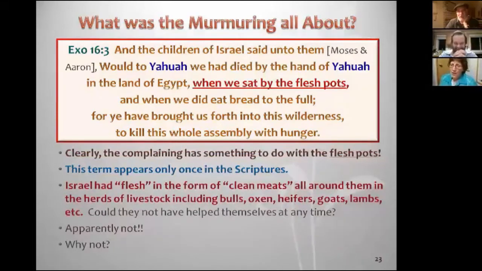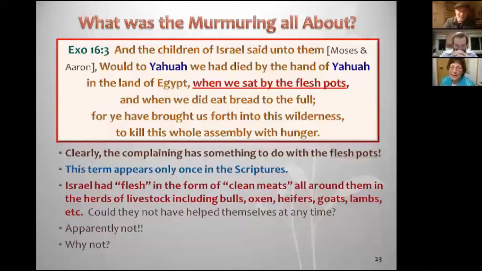But the question is, what were they murmuring for? Because they had flesh in the form of clean meats all around them in the herds of their livestock, including bulls, oxen, heifers, goats, and lambs. Could they not have helped themselves at any time? Well, the answer is absolutely not. There was no Starbucks. Why can they not just go help themselves?